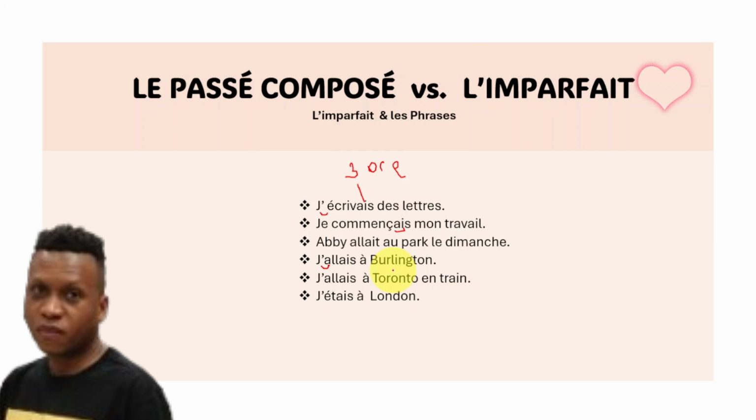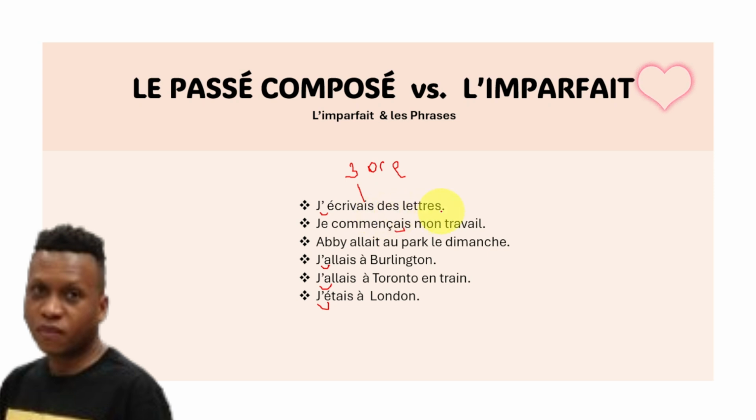Because this one is an English noun. J'allais à Toronto en train. Okay? J'étais à Londres. We link it. We link this. Okay? So we link it. So one more time.